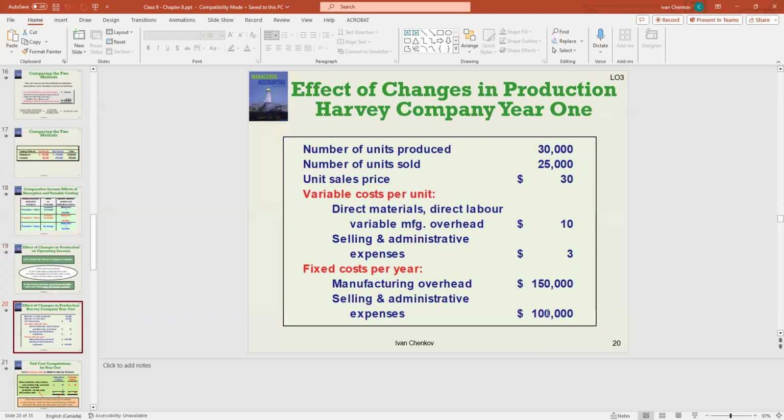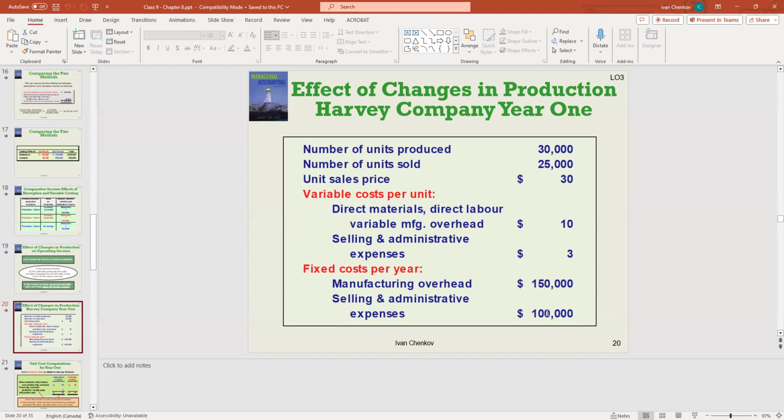In this example, first we're going to produce 30,000 units. We're going to sell 25,000. Again, in the first year we're going to build inventory of 5,000. Since we're building inventory, we already know absorption is going to create more income than the variable costing. Let's see if that's actually true.